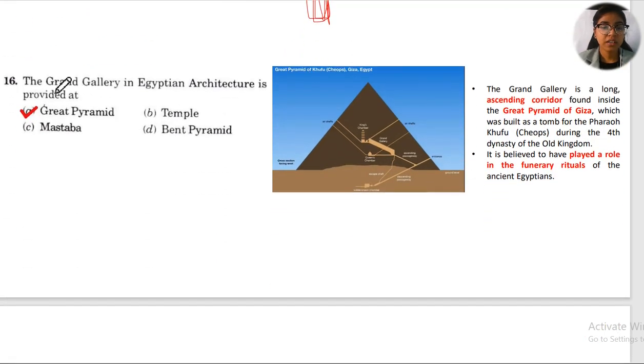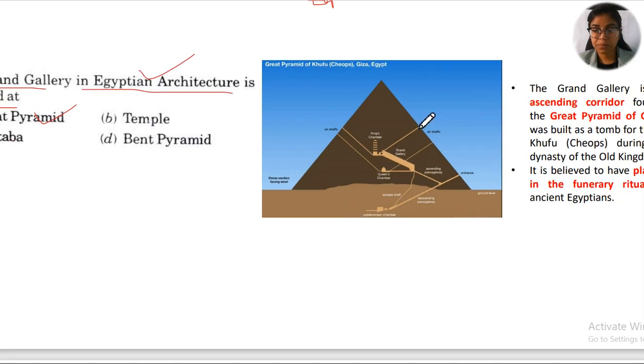Next question is, the Grand Gallery in Egyptian architecture is provided at. So the Grand Gallery is a part inside a structure in Egyptian architecture. It is provided in the Great Pyramid. As you can see in this image, this is your Great Pyramid, and here we have the Grand Gallery. Okay, this part is your Grand Gallery. At the top we have the King's Chamber, at the bottom we have the Queen's Chamber. So what is it?